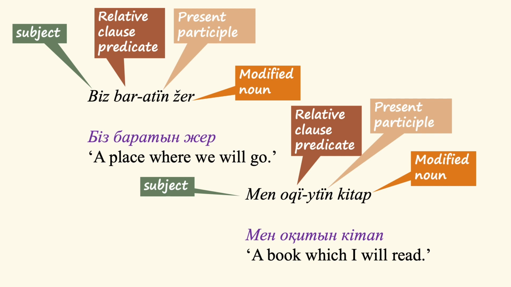In these examples, the present participle suffix is added directly to the verb root, describing the person or thing that will perform the action indicated by the verb in the future. The present participles agree with the noun that they modify in terms of number and case. Simply put, they can take plural suffixes, possessive suffixes, and case suffixes depending on the functions of the modified nouns.